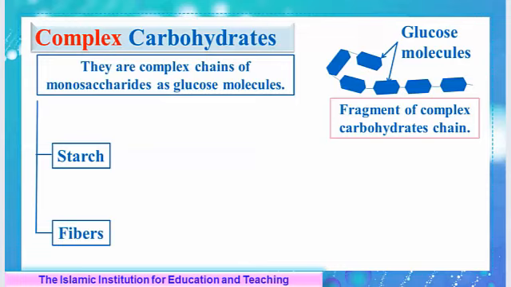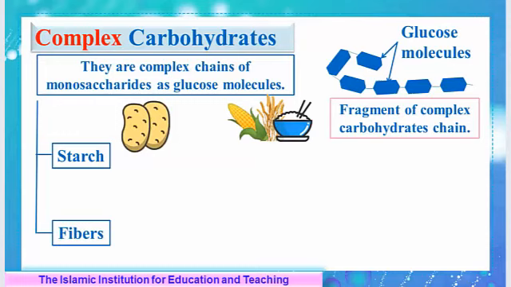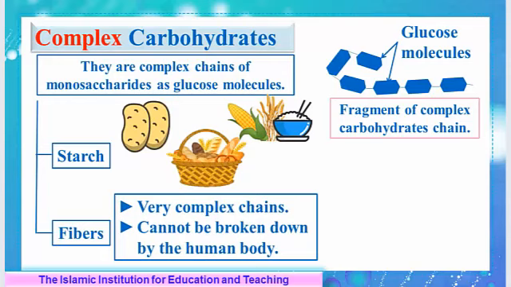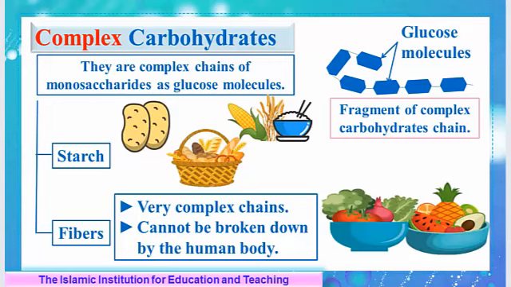Starch is present mainly in potato, rice, maize, and wheat, and their derivatives such as bread. In the body, starch will be broken down into maltose that will be broken down into glucose. Fibers are very complex chains of glucose molecules. For this reason, they can't be broken down by the human body. So, they help you to get rid of the undigested food. The main sources of fibers are fresh fruits and vegetables.